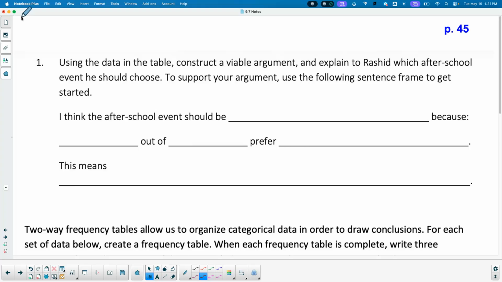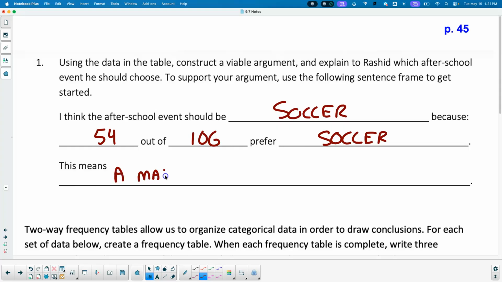Go ahead. The after school event should be soccer because 54 out of 106, 54 out of 106 prefer soccer. This means is that a viable argument based off of the facts? Yeah. Anybody got a different one?